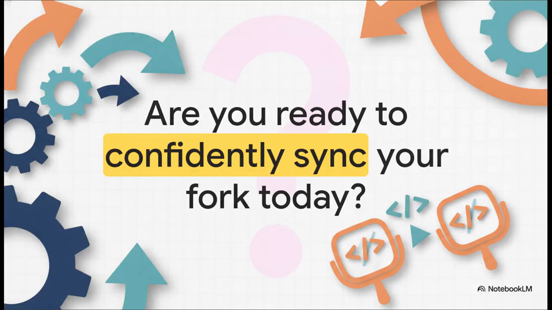So we've broken down the snapshot nature of forks, the absolutely critical difference between your origin and the maintainer's upstream, how to safely check for updates with fetch, and how to permanently adopt a sync routine that protects your hard work. Which leaves us with one final thought. The next time you sit down to contribute to an open source project, will you remember to check your mirrors? Are you ready to confidently sync your fork today?